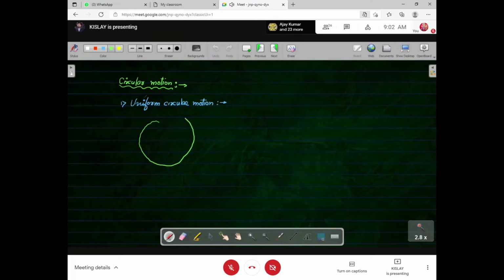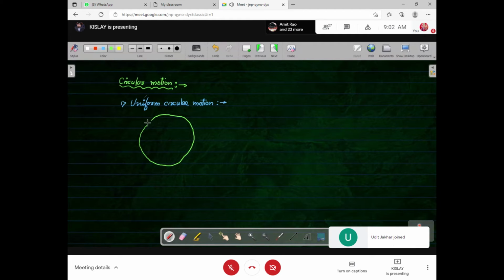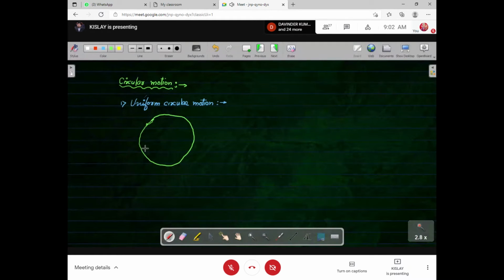We can say it is the uniform circular motion. Okay, try to see. Suppose this is a circle and an object is moving on this circle. If it is moving with uniform speed, uniform circular means uniform speed. Speed should be uniform, means no change in speed.